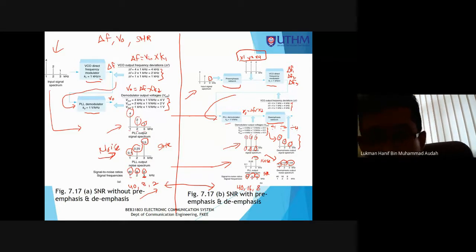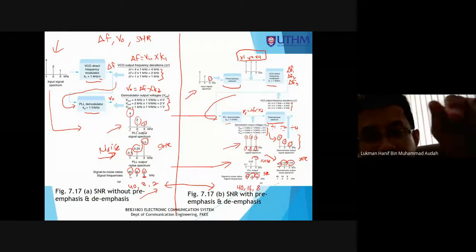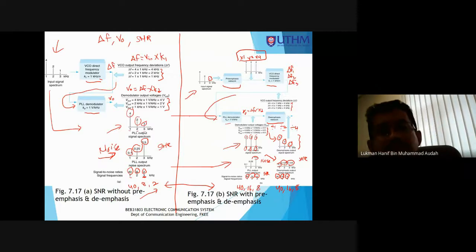So what happened? What about the SNR? So SNR tidak berubah kerana kedua-duanya telah dikurangkan pada faktor yang sama. Okay, so you see that here 4 divide with 0.1, we get 40 SNR at 1K. 2 volt divide with 0.125, we get 16 at 2 kilohertz. And then 1 volt divide with 0.125, we get 8 SNR at 3 kilohertz. So masih sama 40, 16, 8. Nampak?